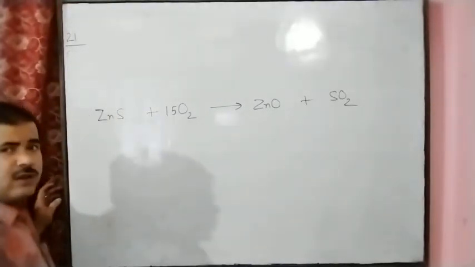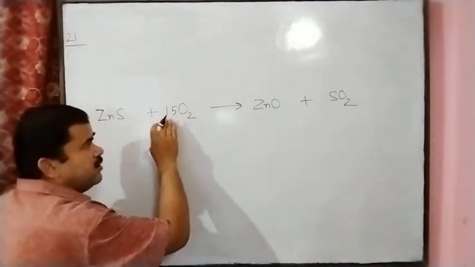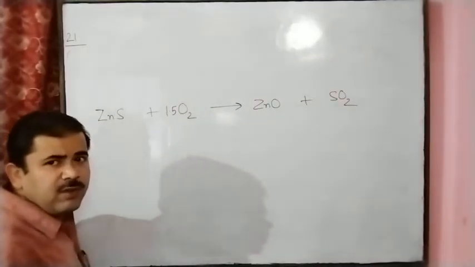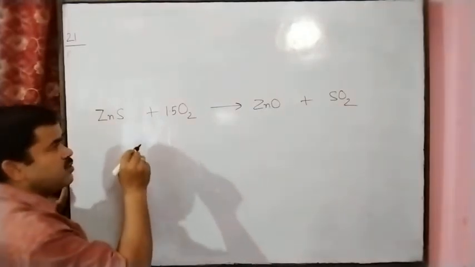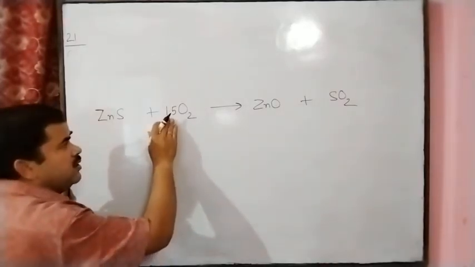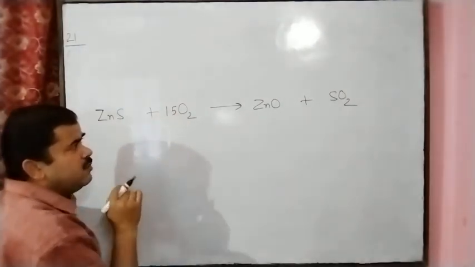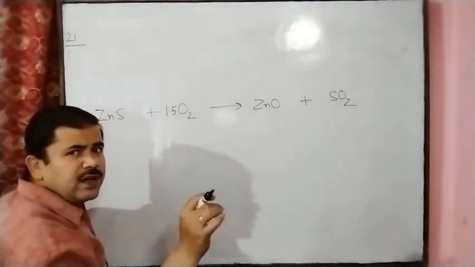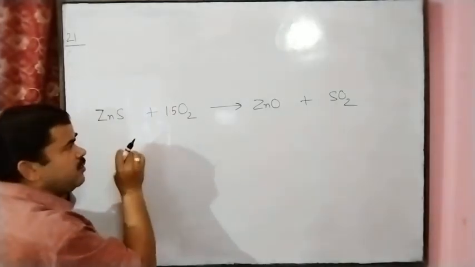But one thing I told earlier: do not write fractions. We will not balance by using fraction or decimal numbers, because atoms should be in whole numbers. We can't divide them, they are not divisible. This is the reason we will not use fractions or decimals. This is only a trick, and by this trick you can easily balance chemical equations of this type. This is a little bit difficult.